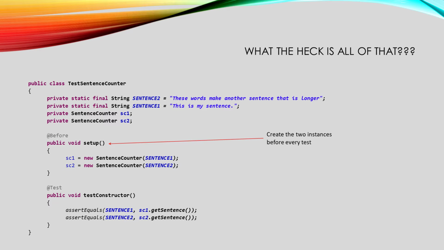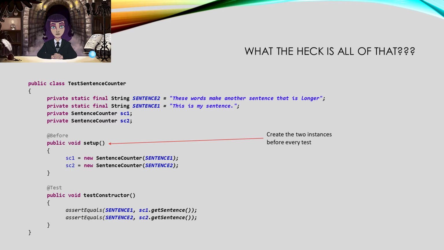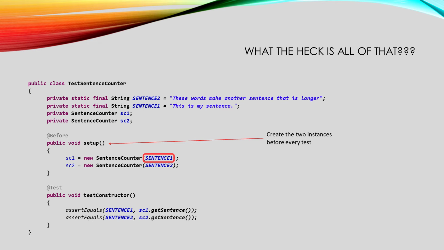The constructor for sentence counter has one parameter that is the sentence the object will be dealing with. It will have to store that parameter into its instance variable, just like the constructor for book had to save its title in its constructor. There's a clue there. Don't forget that you have a bunch of code that you can look at for clues for how to do things. The constructor of sentence counter is going to look a lot like the constructor for book. We are passing sentence 1, this is my sentence, into the constructor for SC1, and sentence 2, these words make another sentence that is longer, into SC2.